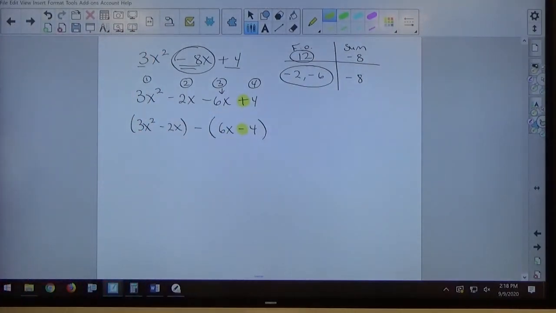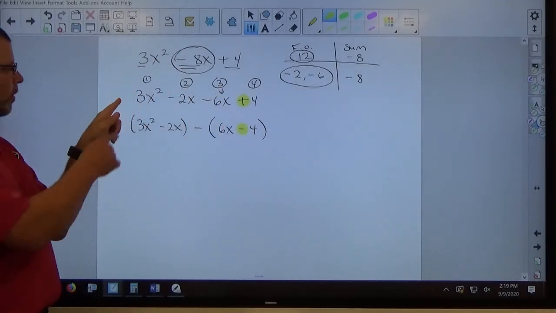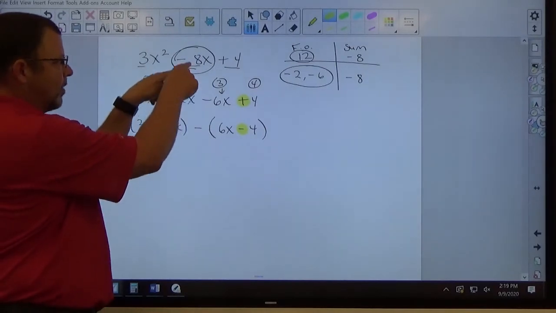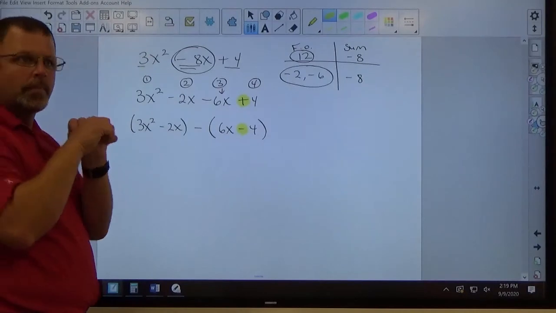Okay. It's very important each time you do another step in these problems that you maintain the same value of your expression as you go through it. Right? So this right here simplifies to this up here, which simplifies to this up here. 3x squared, negative 2x minus 6x is negative 8x plus 4. They're the same thing, right? I just broke it apart.